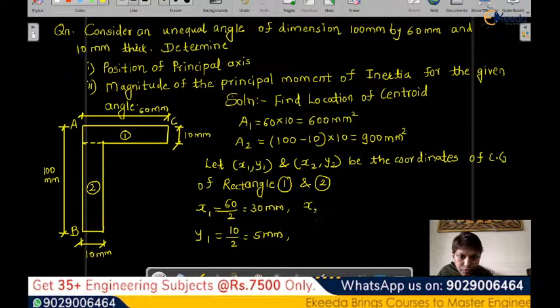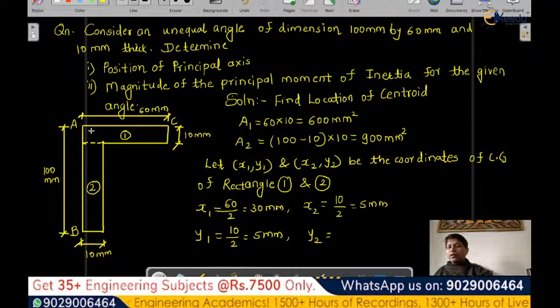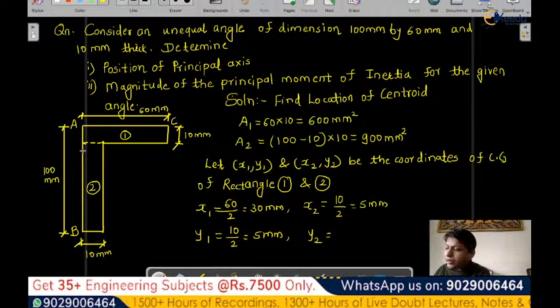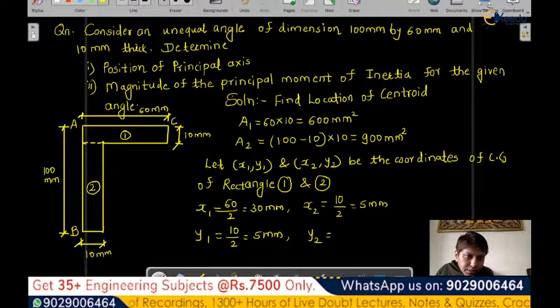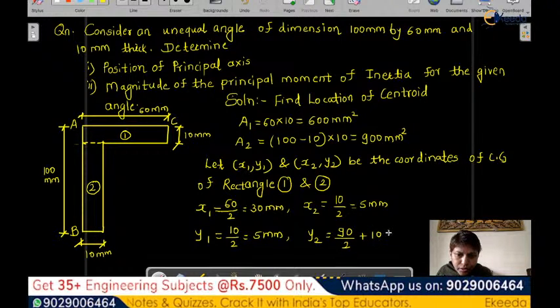Now x2, what is the horizontal distance? This is 10, right? So half will be 10 by 2, this is 5 millimeter. And y2 will be, it is total 100. First how much will we consider? We will consider first 90. 90 by 2 plus 10 we will consider. So it will be 45 plus 10, so 55 millimeter.